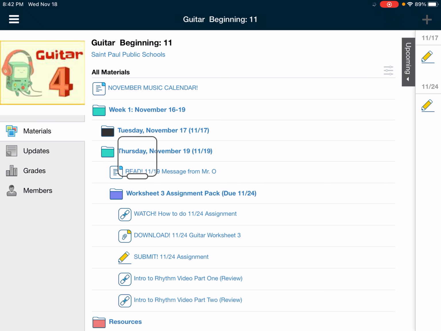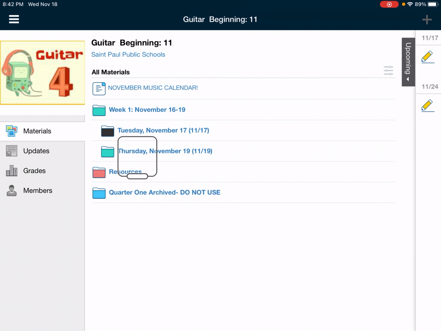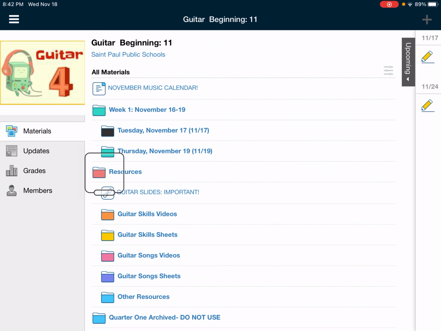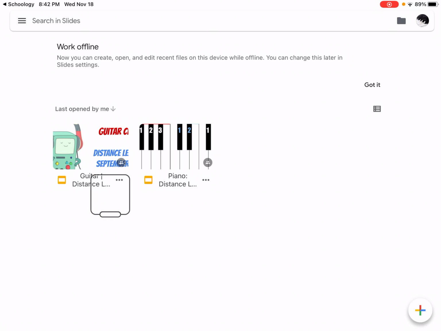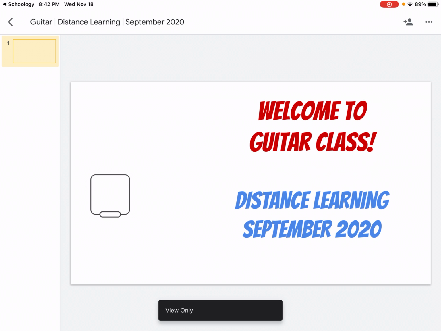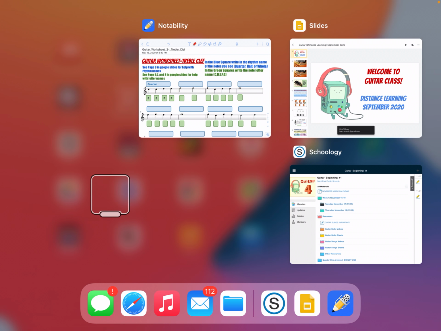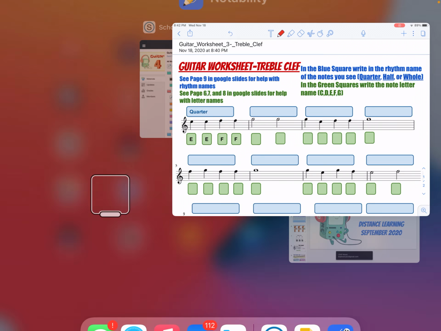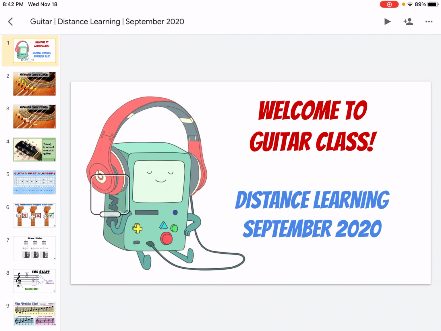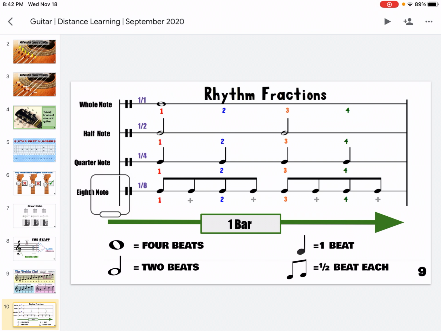And so we're going to go back to Schoology, and we're going to open up our Google Slides because it said that was going to help us. So remember, our Google Slides are in our Red Resources folder. And here they are, Guitar Slides. When you open these, I suggest when you're moving back and forth to double click your home button so that you can just go back and forth between your assignment and the Google Slides. So it says, see page 9. Okay, so here we have page 9.